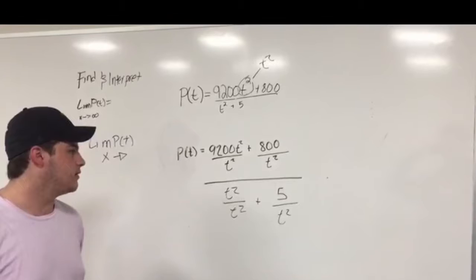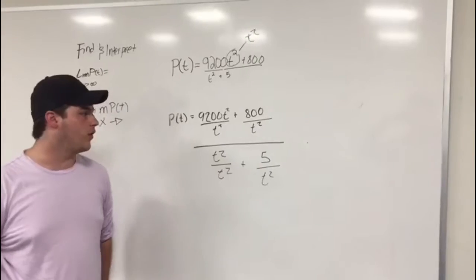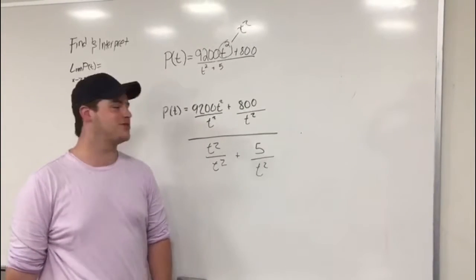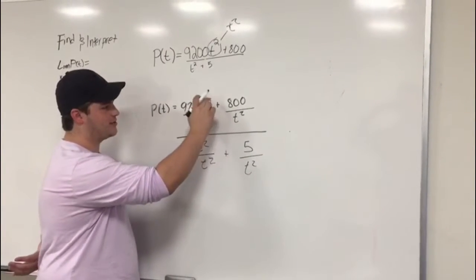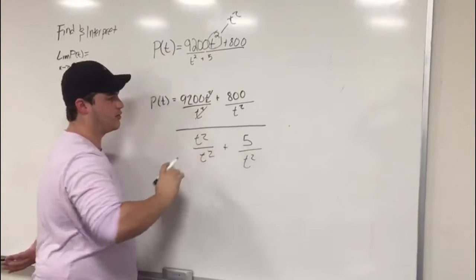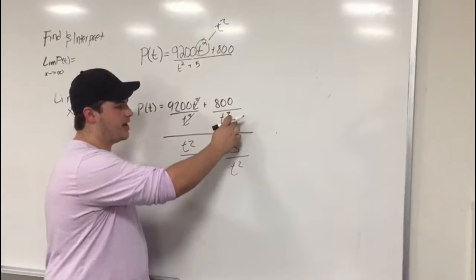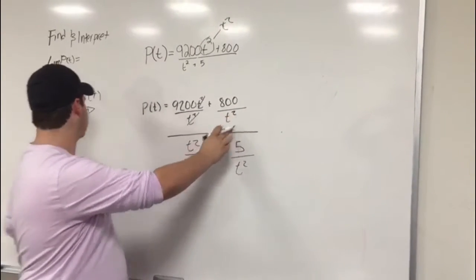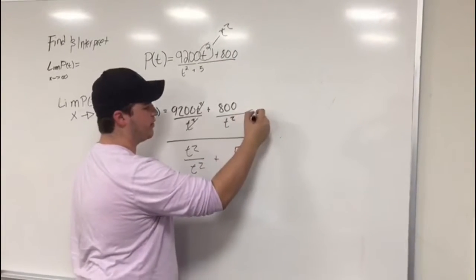After inserting the infinites, we can see that 8, 800, and 5 are 0. Okay, we are ready. Now we need to divide. We have 9,200 t squared divided by t squared, so we cancel the t squared, so it remains 9,200. 800 divided by t squared is 0 because t is infinity. So in this case, it will be rewritten as 0.